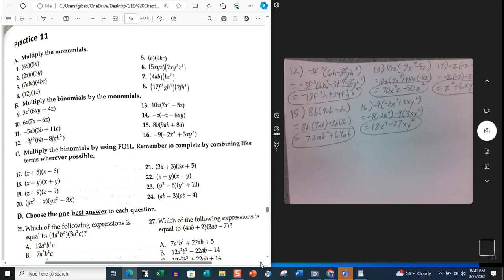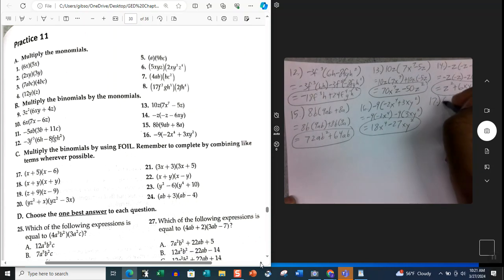All right, now with C, it says multiply the binomials by using FOIL. Remember to complete by combining like terms wherever possible. Now, I'm going to teach you what FOIL is, but I prefer to say using the distributive property, but you will see that later. So let's look at number 17.